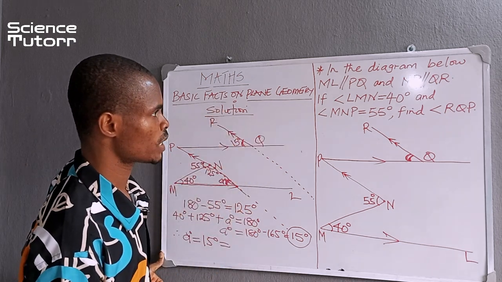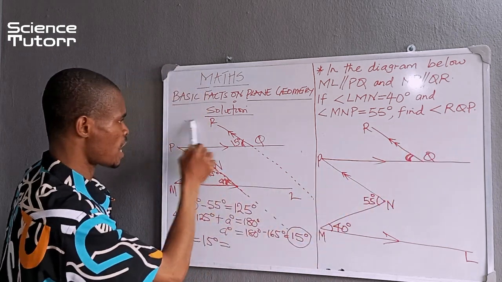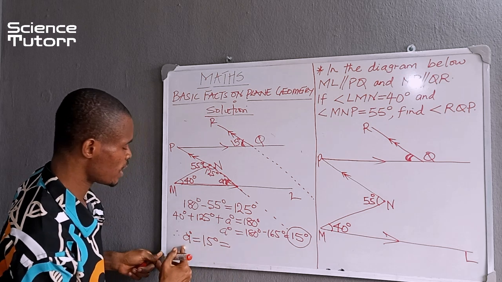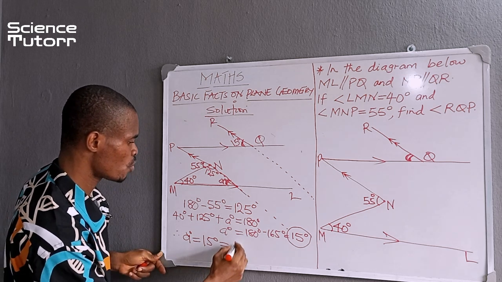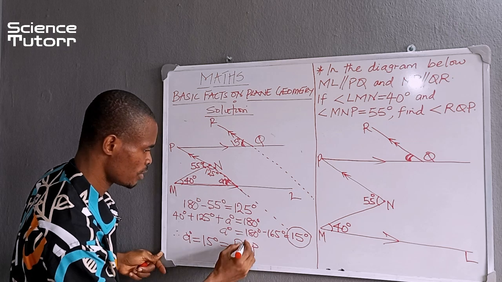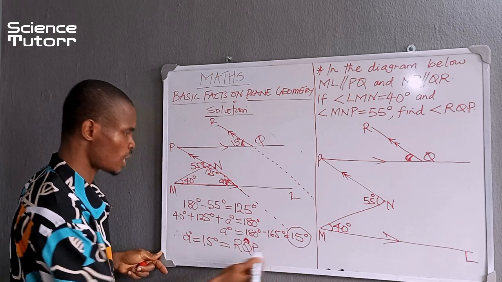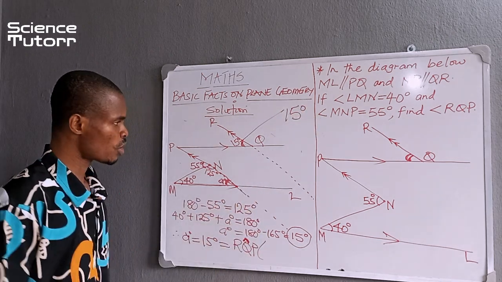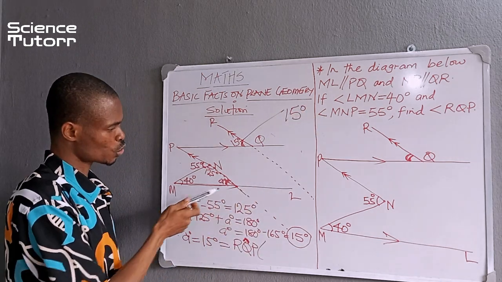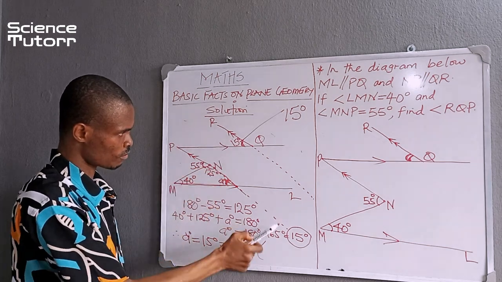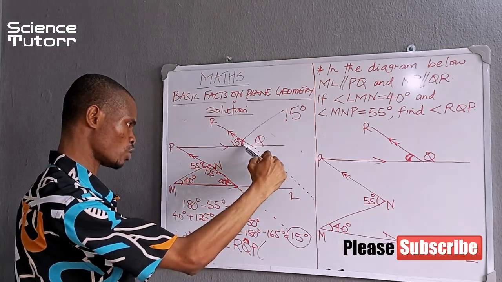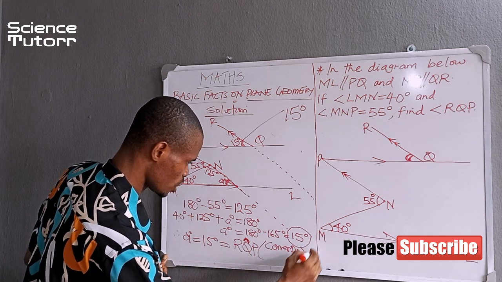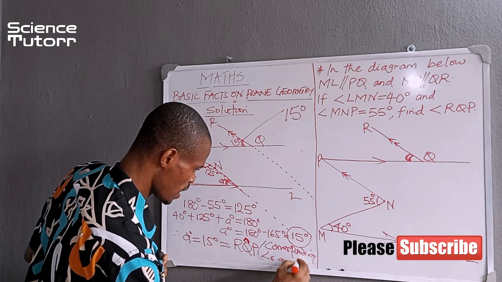I'm sure that is what we are told to find. RQP. The angle Q is what we are looking for. So automatically, angle A, which is 15, is equal to RQP. So RQP is simply 15 degrees. Theorem applicable in this case is what we call the corresponding angles because of these parallel lines. So both angles correspond to each other. So corresponding angles are equal.